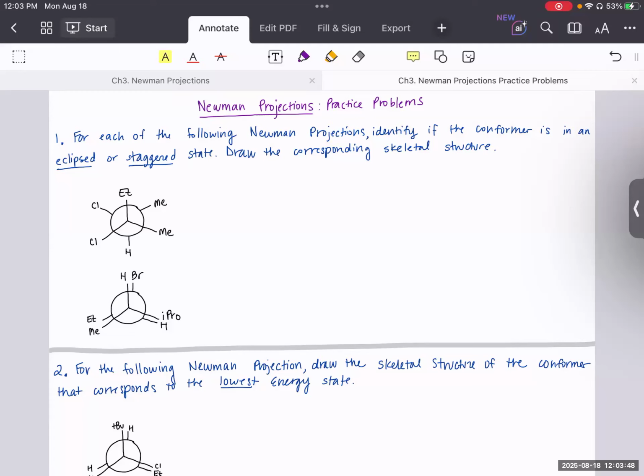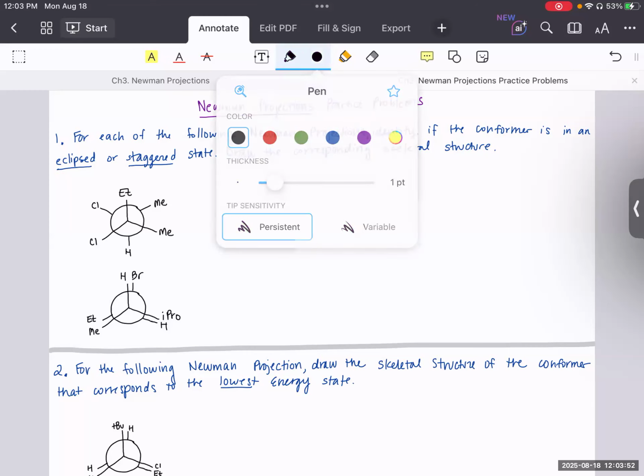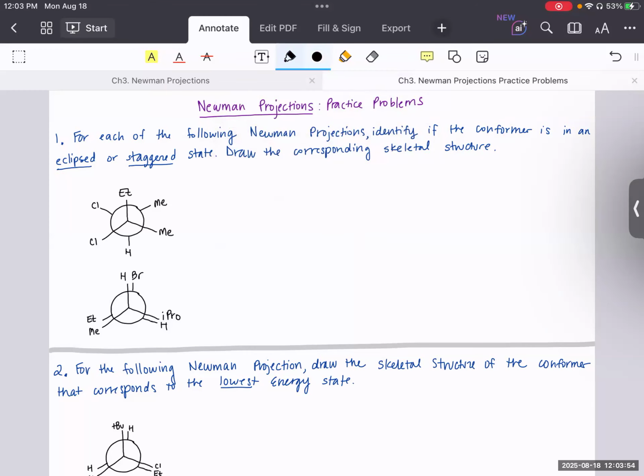This is a solution video for practice problems related to Newman projections. So this first question asks us to identify if the conformer is in the eclipsed or the staggered state, and then to draw the corresponding skeletal structure. For this first one, we can see that this ethyl group and the hydrogen are on opposite sides of each other. They're not lined up, so they're not directly stacked on top of each other. And so we know that this is going to be staggered.